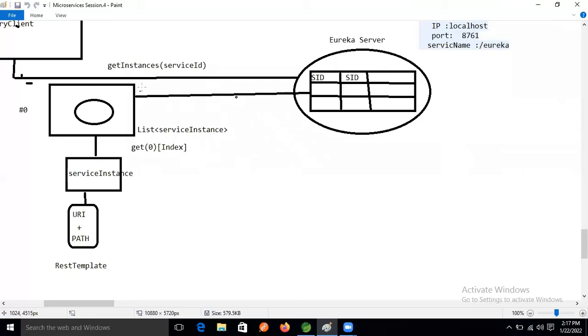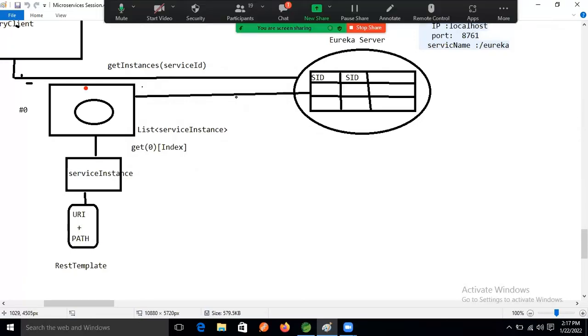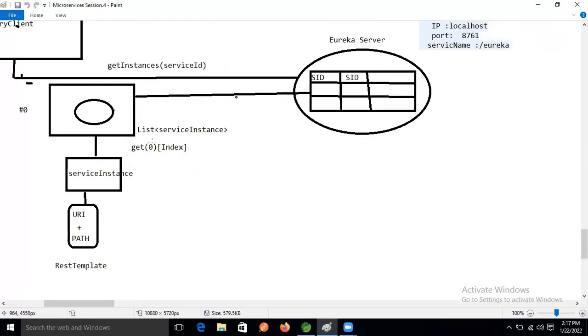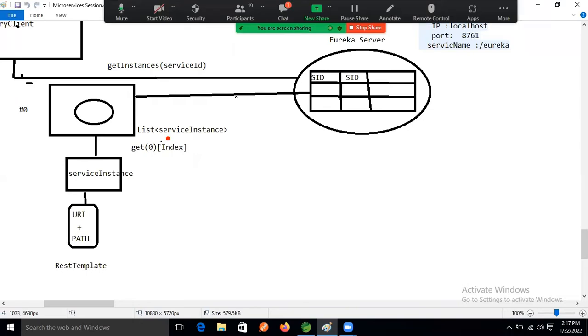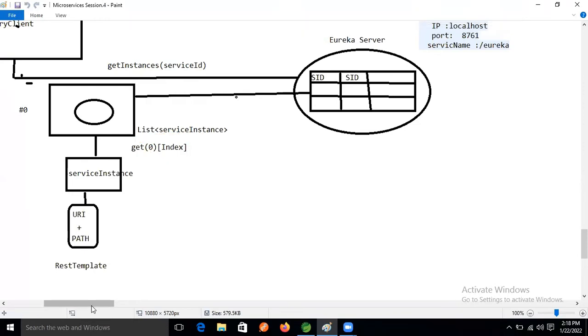Load balancing is not working in this client application. At the time of fetching the instance, we need to fetch the instance based on indexes, right? Based on the indexes we are fetching.